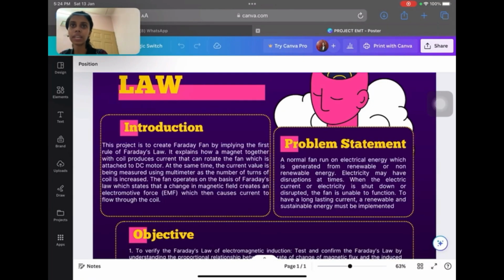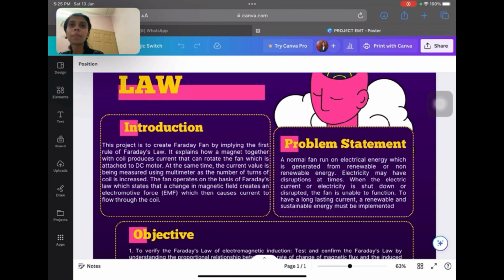Okay, my name is Sharvina and now I'll be explaining our problem statement. A normal fan runs on electrical energy which is generated from renewable or non-renewable energy. So examples of renewable energies are hydroelectric power, using the potential energy of rivers and dams in order to create electricity.